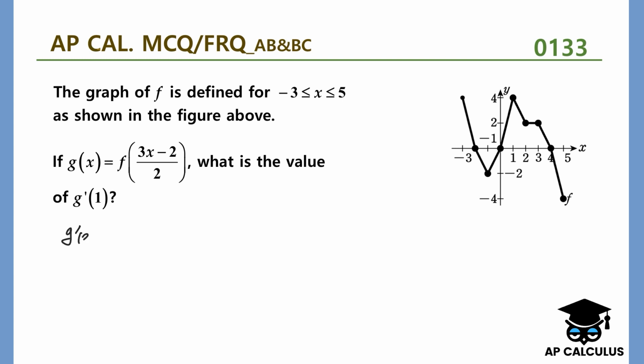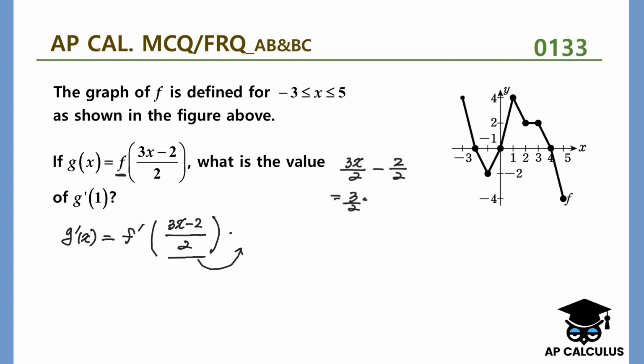So g prime of x is equal to, here we have an f function, right? So f prime of (3x minus 2) over 2 times the derivative of this. That's the chain rule. And (3x minus 2) over 2 is actually equal to 3x over 2 minus 2 over 2, so that's 3 over 2 x minus 1. So the derivative of this is 3 over 2, so times 3 over 2.